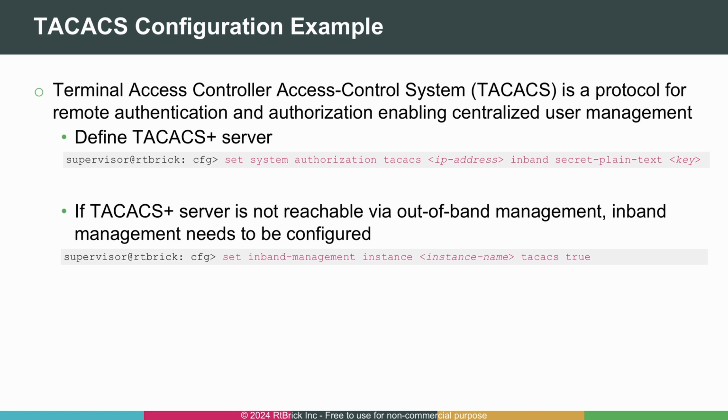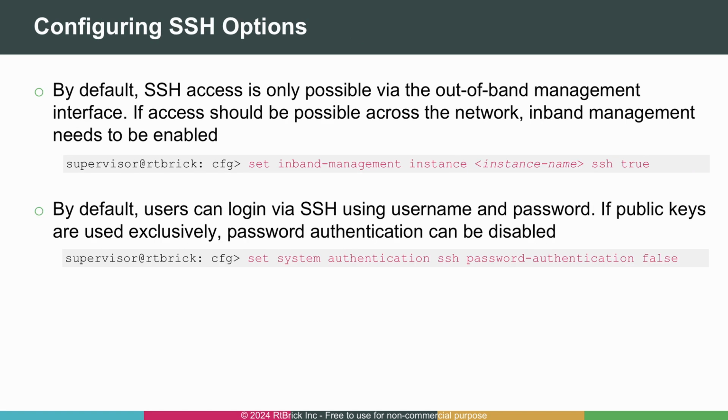Note that when defining an in-band management instance, all routes for this instance are downloaded to the host routing table of the Rtbrick Linux container. As such, it's generally not recommended to use in-band management in the same instance as internet routing. Similar to TACACS, SSH access to the system can also be configured in-band. In this case, SSH must be added to an in-band management instance as well.